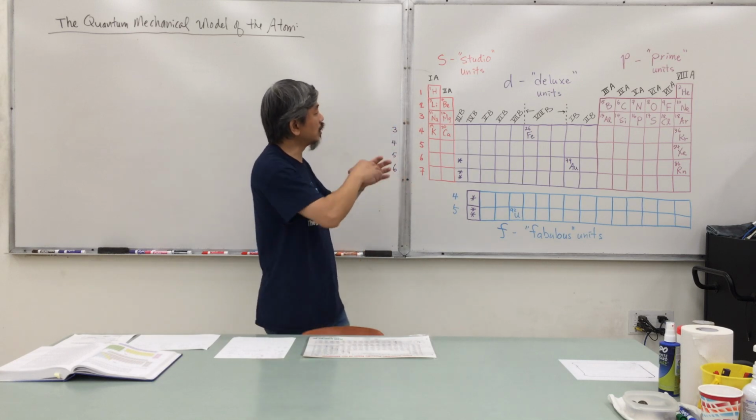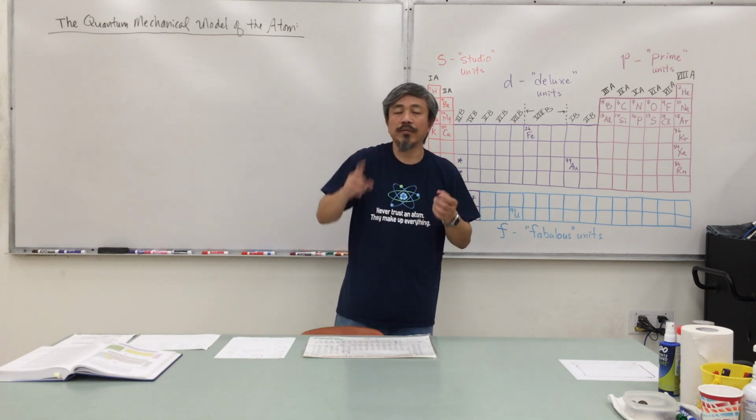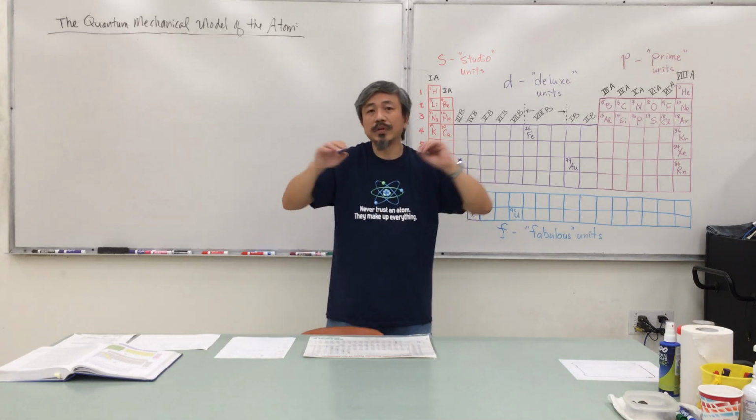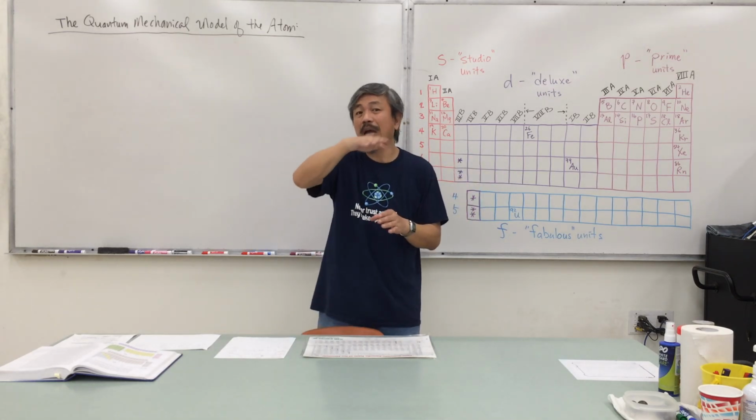So even within the same floor, for example, the different units that we have, s, p, d, f, and so on and so forth, they all will have slightly different energy. Although they're in the same floor, they're not the same height, so to speak.